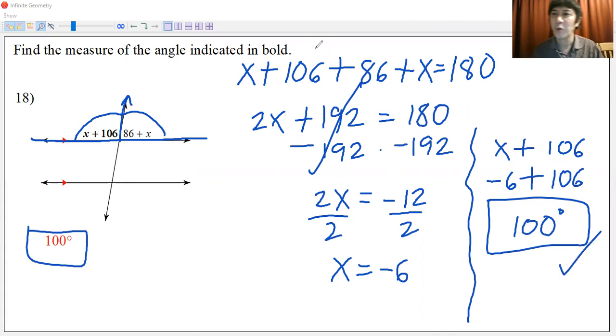I hope you were able to learn from these 18 examples with different angle pairs involving parallel lines cut by a transversal.